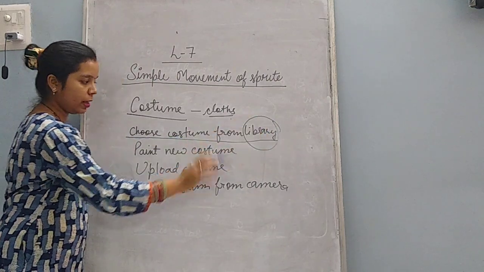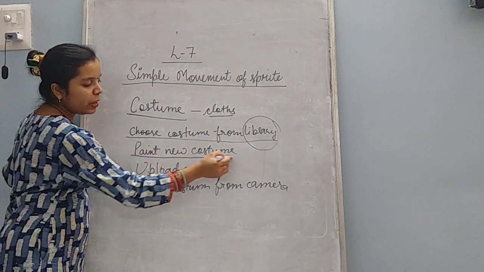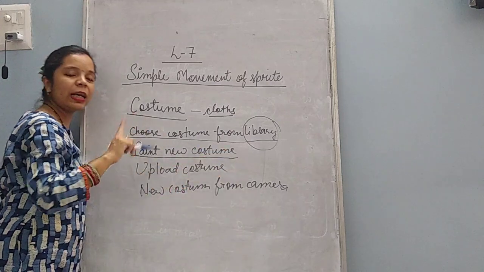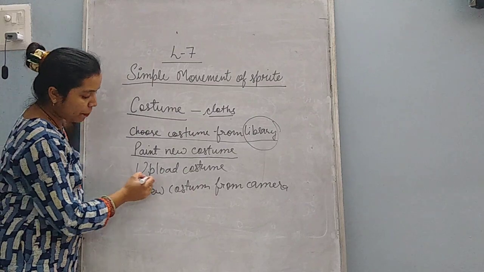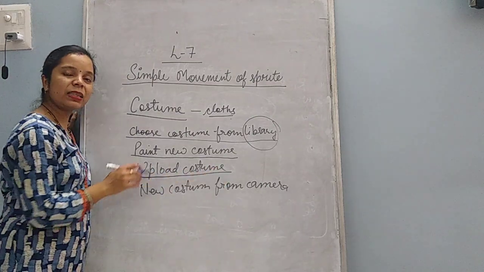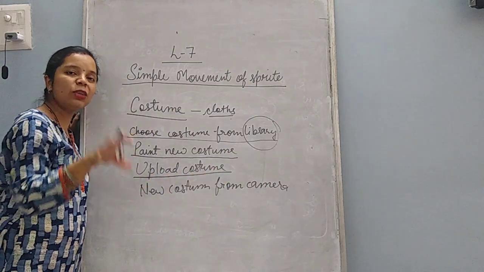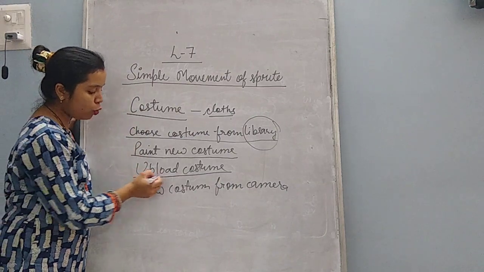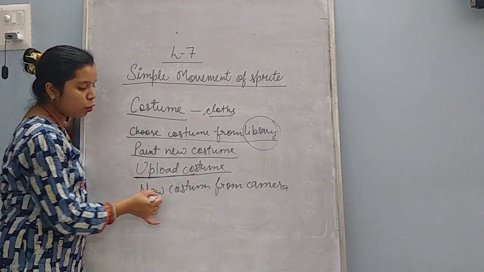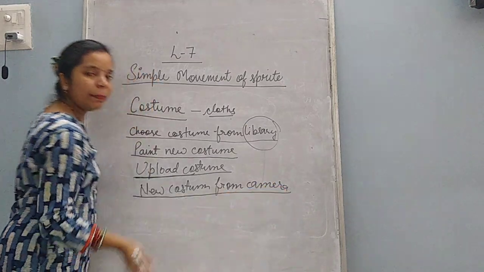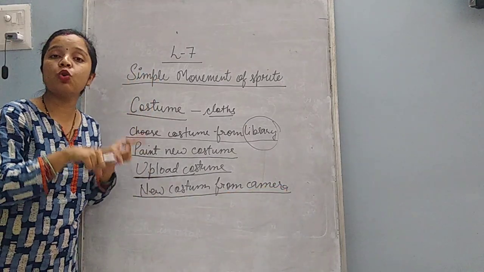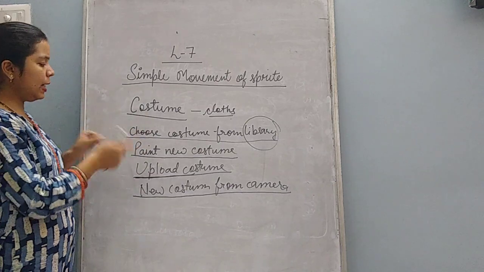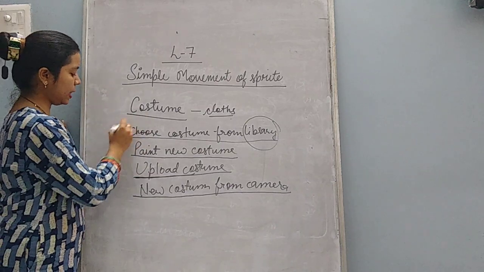You can choose from there. Paint new costume means you can color and make a new costume of the sprite also. Next one, upload costume, means if you have some costumes in your computer, you can upload from there. New costume from camera means you can click a picture from the camera and use that also as your costume. But in this chapter we will follow this method.